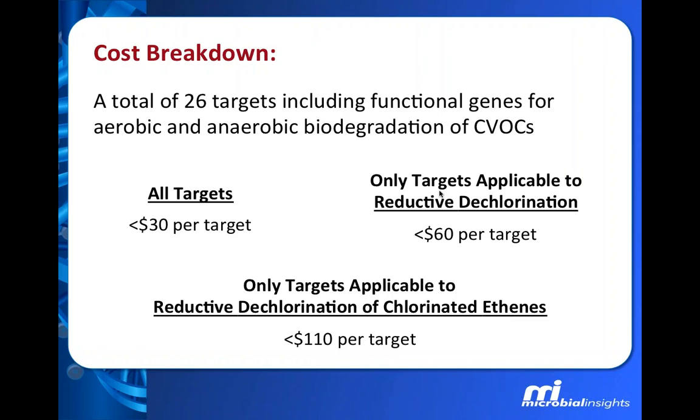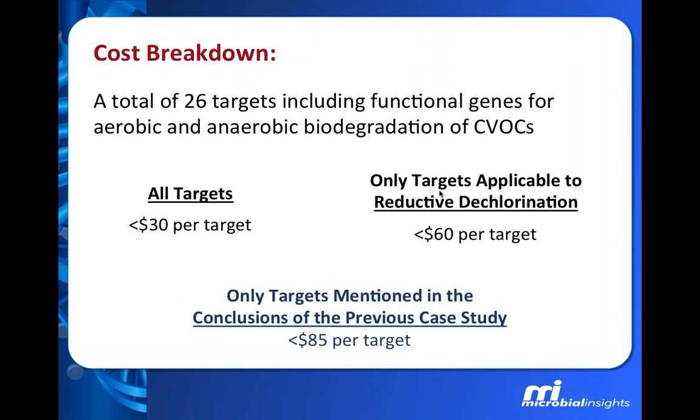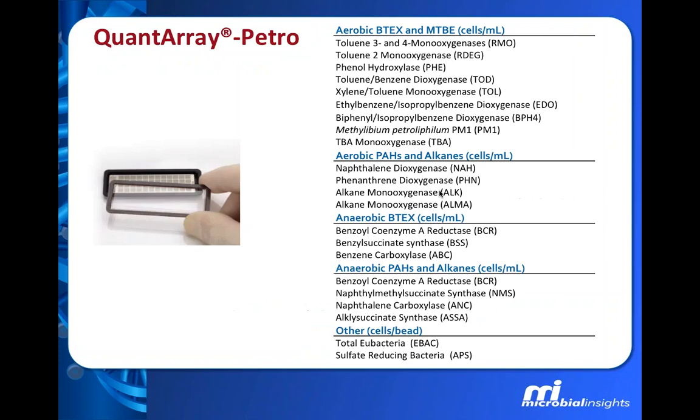Well, say you're adding electron donor and you're only interested in reductive dechlorination. If you run the QuantArray, you're still looking at less than $60 per target. If you're interested in reductive dechlorination of chlorinated ethenes, less than $110 per target. And let's say we go back to that previous example that we just used, and you just count targets that were specifically used in the conclusion, so chlorinated ethene degraders, functional genes, and competitors. That client reached from the results, it works out to just over $80 per target. So in terms of cost, QuantArray is a good value for the buck. That's why we've moved to this instead of qPCR for a lot of sites. It really gives us bang for the buck in what we're doing.